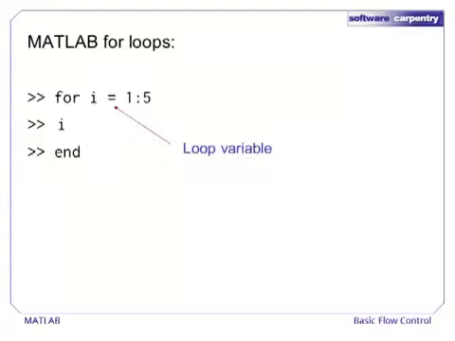In MATLAB, a for loop has the notation for index equals array. In this case, the index is I, and the array is the vector 1, 2, 3, 4, 5, which has the shorthand 1:5 notation. The statements that are repeated each iteration through a for loop are called the body of the loop, and the end of the body is marked with the keyword end.